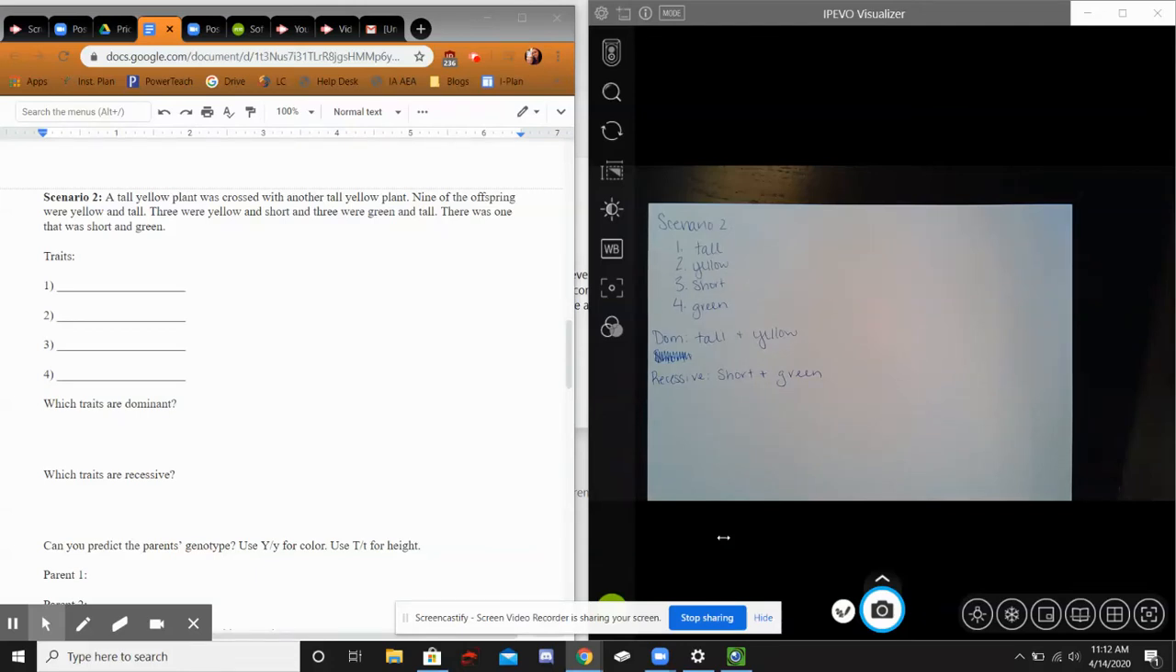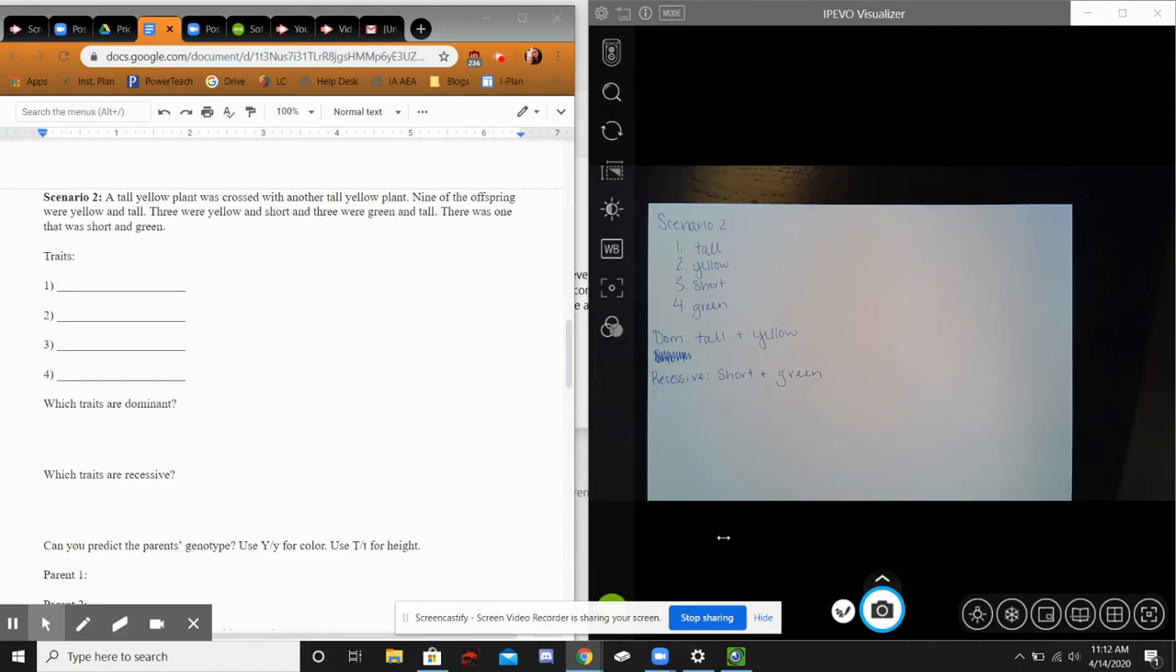Hey guys, we're back, and this time we're going to be talking about scenario 2. Scenario 2 says a tall yellow plant was crossed with another tall yellow plant. 9 of the offspring were yellow and tall, 3 were yellow and short, and 3 were green and tall. There was one that was short and green. I went ahead and already listed out the traits and the dominant and recessive because that didn't change from scenario 1. So that's all the same.